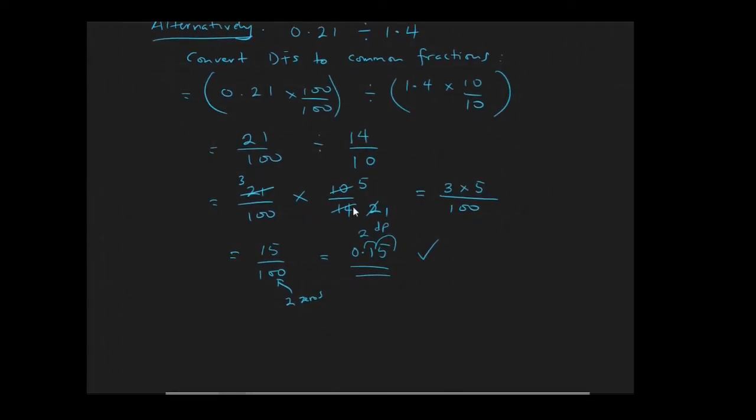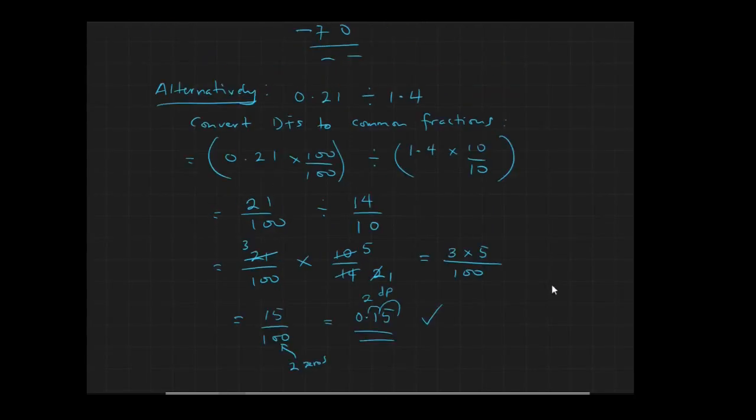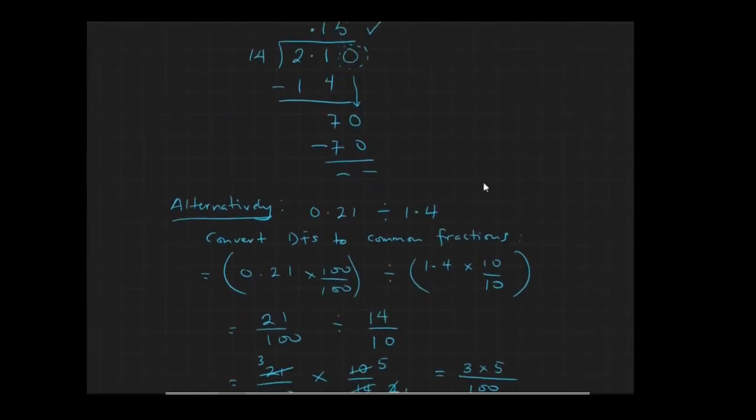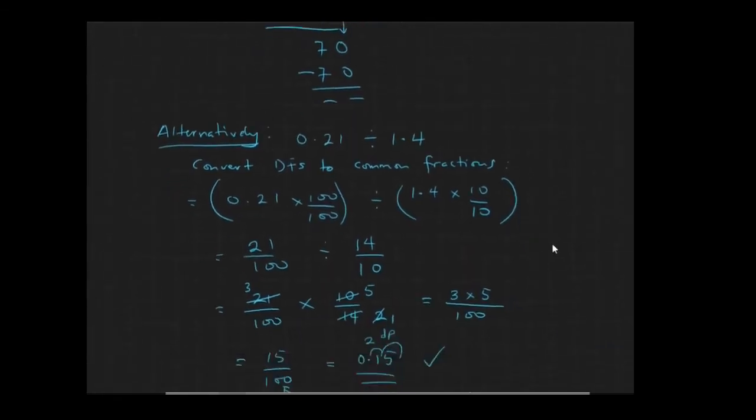And we'll just convert this one or change it to multiplication after we have found the reciprocal of the right-hand common fraction. This gives us 0.15 as we obtained in the long division step.